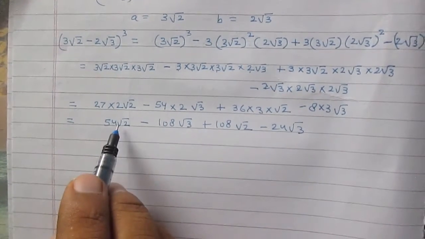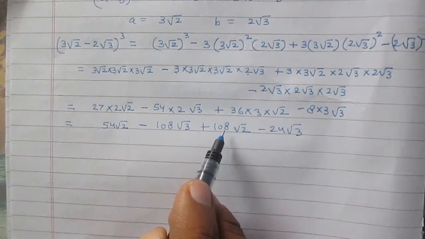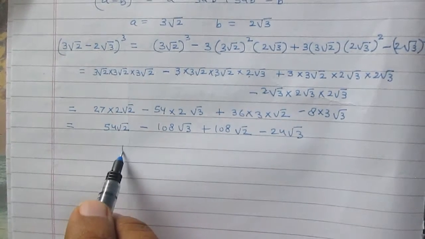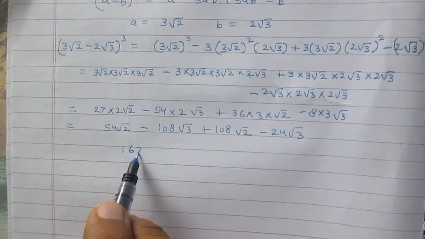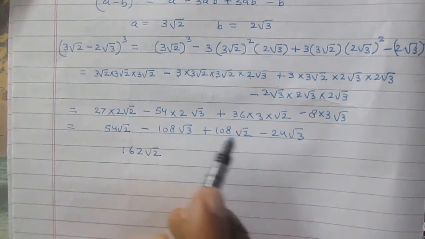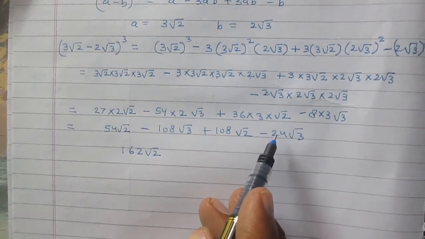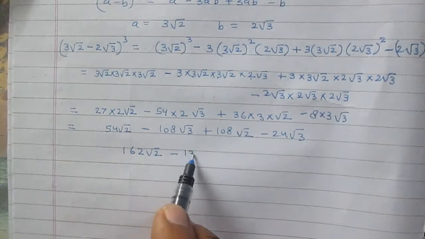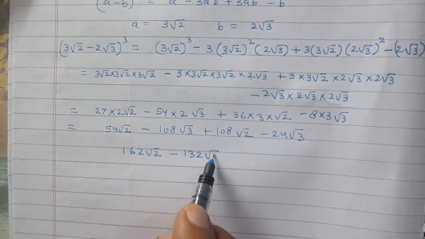Now 54√2 and 108√2, so it is 162√2. Now 108 and 24, it is minus 132√3.